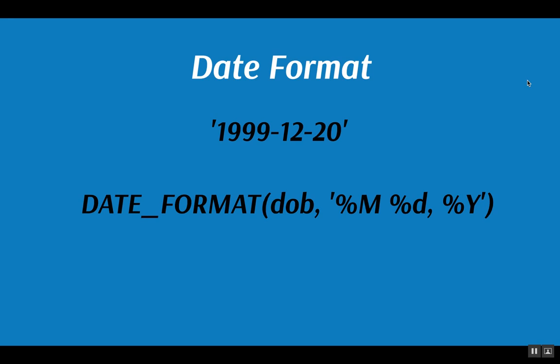So again, if you had the DOB or date of birth as December 20th, 1999, then date format with the parameters of the date as the first parameter, and then the second parameter of how you want it formatted. In this case, the month name is represented as %M, the 2-digit day of the month is represented by %d, and the 4-digit year is presented as %Y. Then you would get the following formatted string returned.